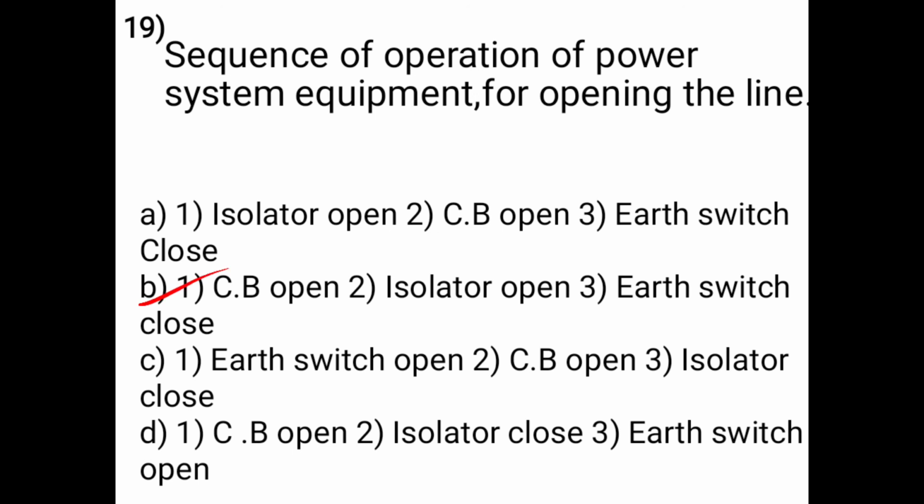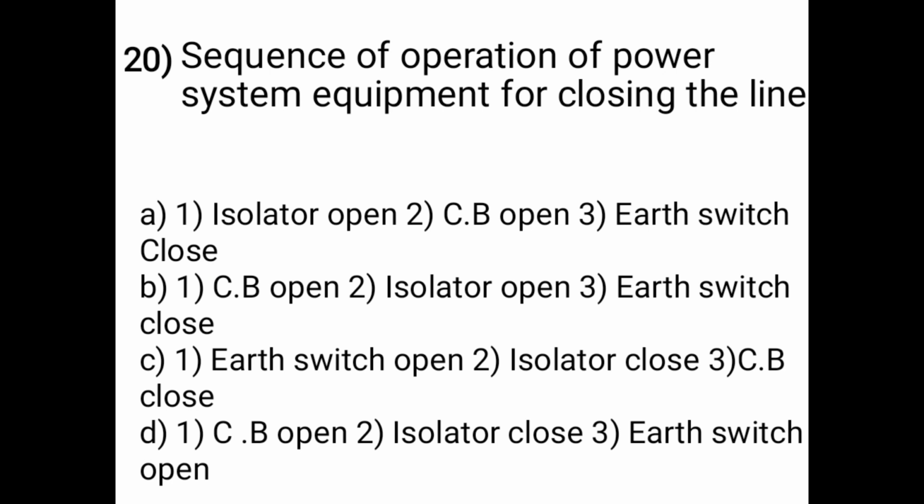Option B is the correct answer, meaning for opening the line, the circuit breaker opens first, then the isolator opens, and lastly the earth switch closes. For closing the line, the earth switch opens first, then the isolator closes, and then the circuit breaker closes. Here is the question: sequence of operation of power system equipment for closing the line. Firstly the earth switch opens, then the isolator closes, and the circuit breaker closes. So option C is the correct answer.